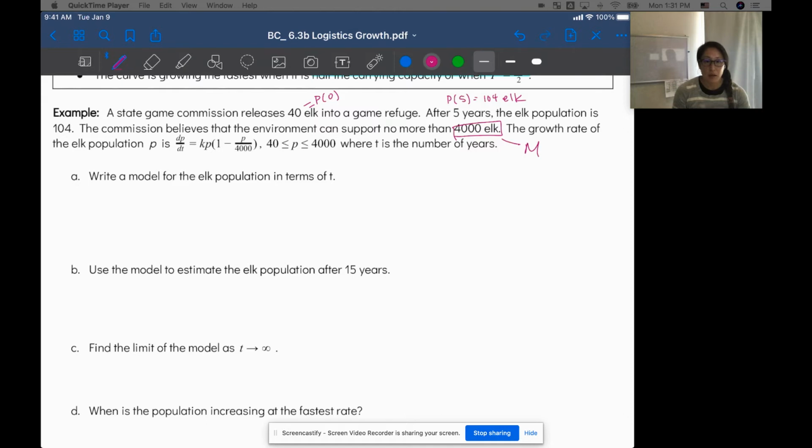Refuge. Game refuge? I'm just like, okay, anyway.